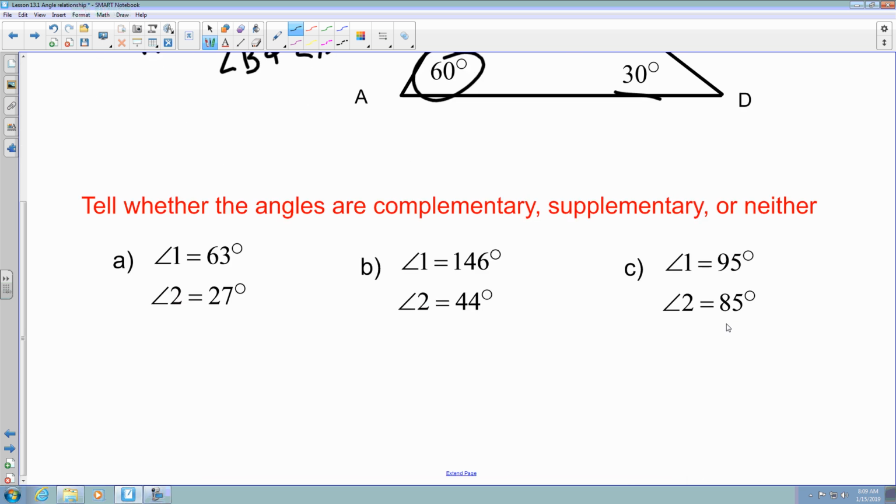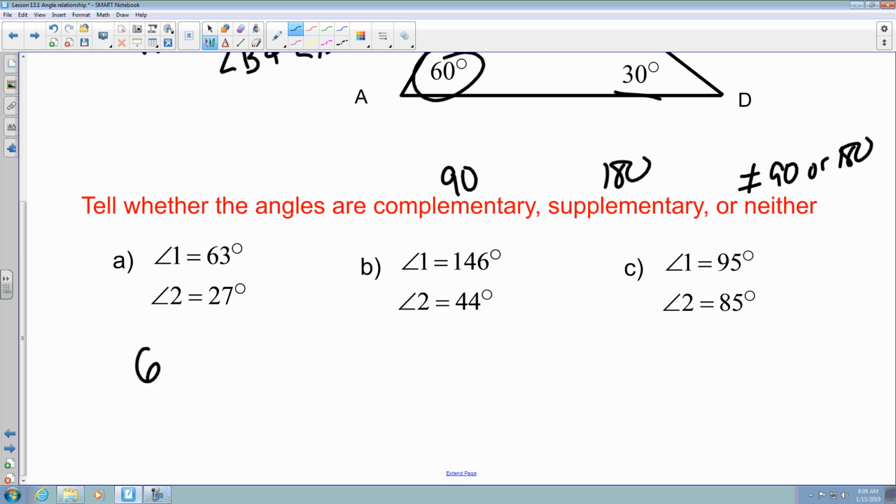Other things they're going to be asking you to find is they want you to determine if the angles are complementary, supplementary, or neither. Basically what you're going to do is add up the two angles, see what the result is, and then compare: if they're complementary, they add up to 90; supplementary, they add up to 180; or neither, which means they cannot equal 90 or 180.